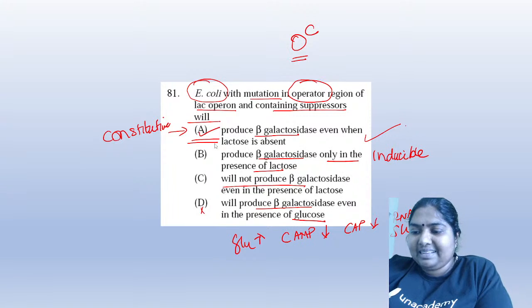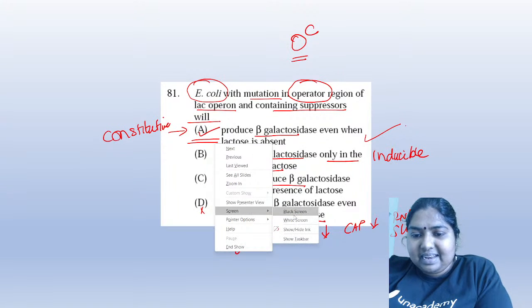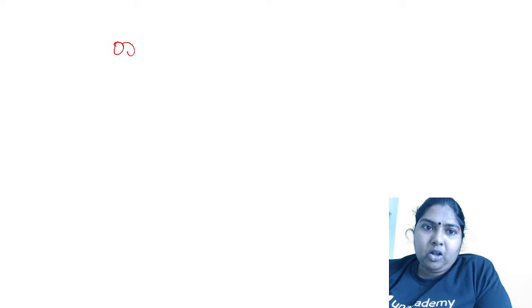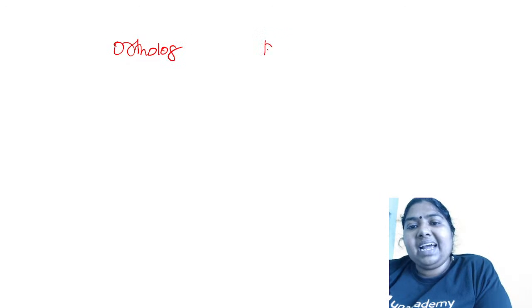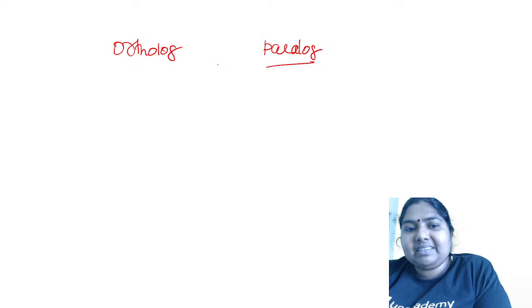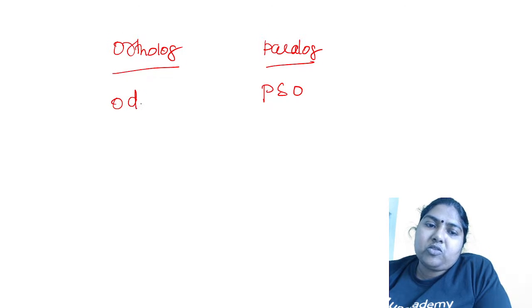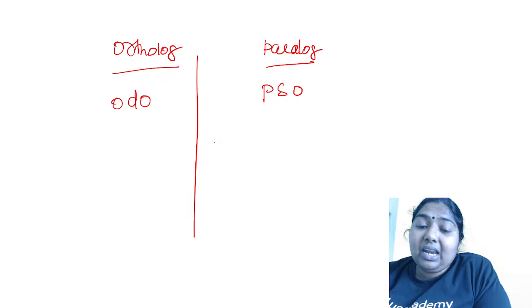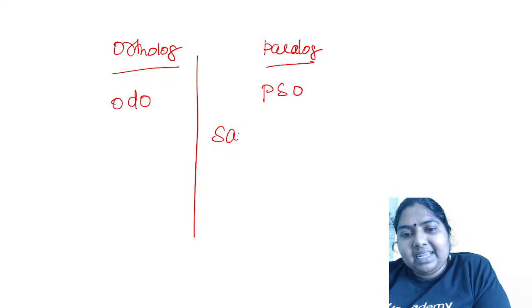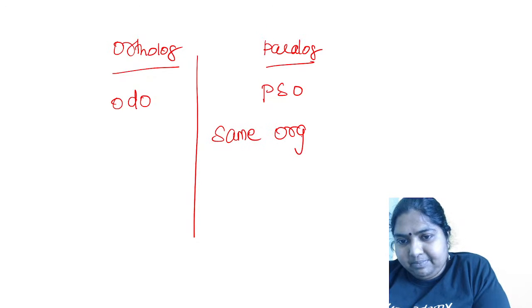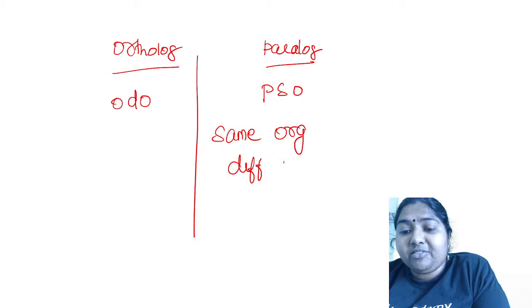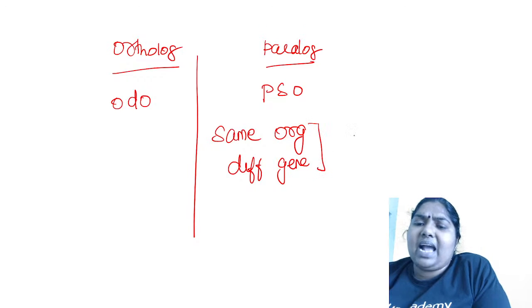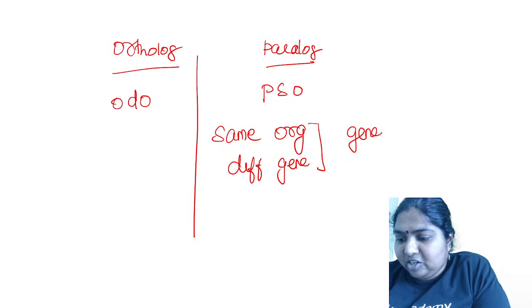So I think Prachi has got a doubt between what is an ortholog and paralog. See here, paralog. You have to remember the clue: PSO. Ortholog clue is ODO. So what is this paralog? Paralog means it is going to be the same organism and it is going to have a different gene. How this could have happened?